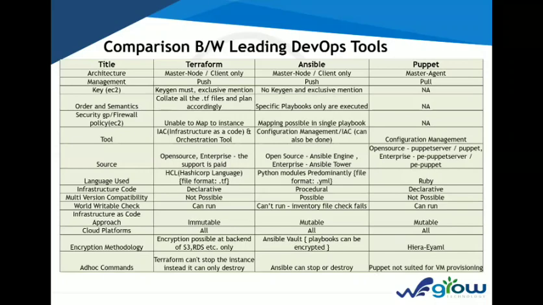Right. So now, what is the language used? In Terraform, it is HashiCorp language, named after the company which owns Terraform. They have their own domain-specific language, and the file format would be .tf. In Ansible, it is mostly Python oriented, and the file format compatible with it is the .yaml file, that is YAML. And in Puppet, they use Ruby.